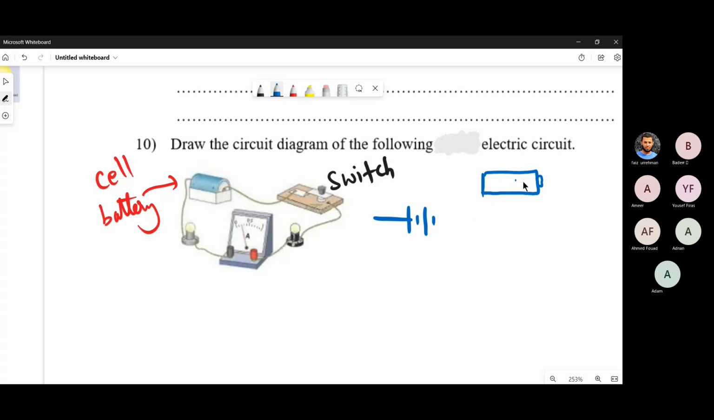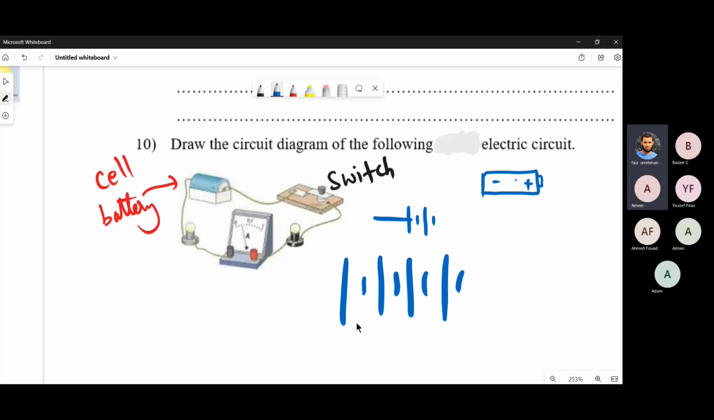Yes or no? Yes. Okay. Yes, but in an electric circuit diagram, we cannot spend so much time drawing these things. So what we do is this. If you want to make it even more powerful, we can increase some more layers. So it is like a big battery.